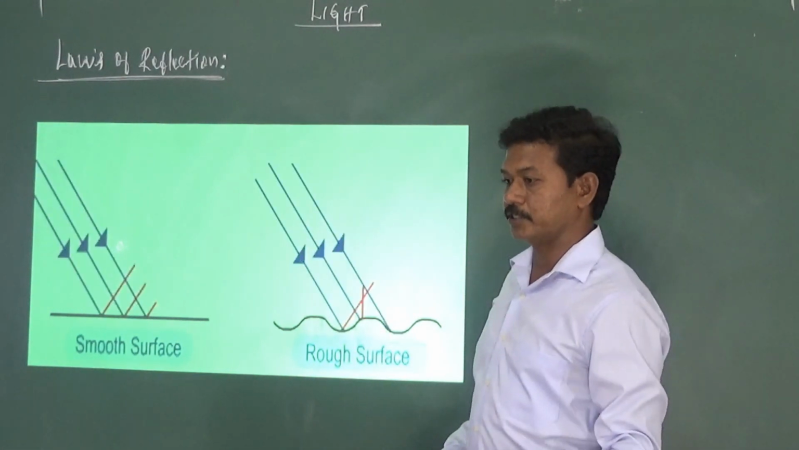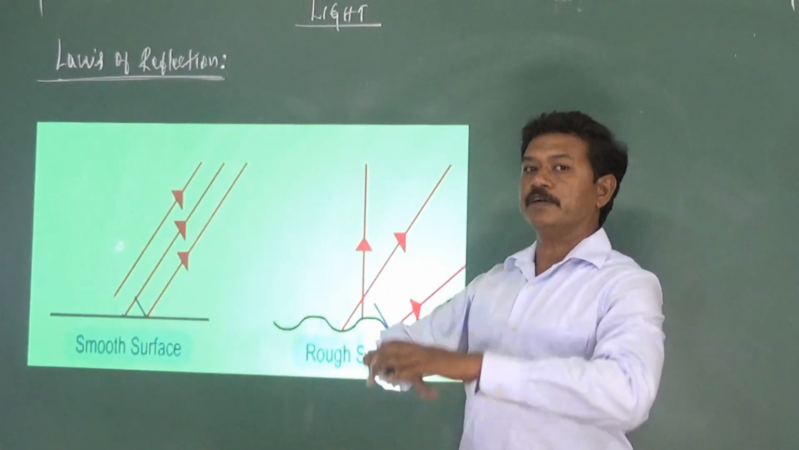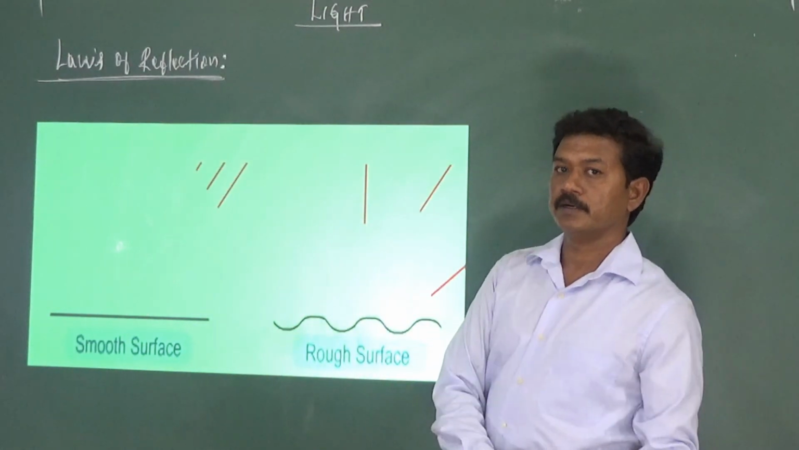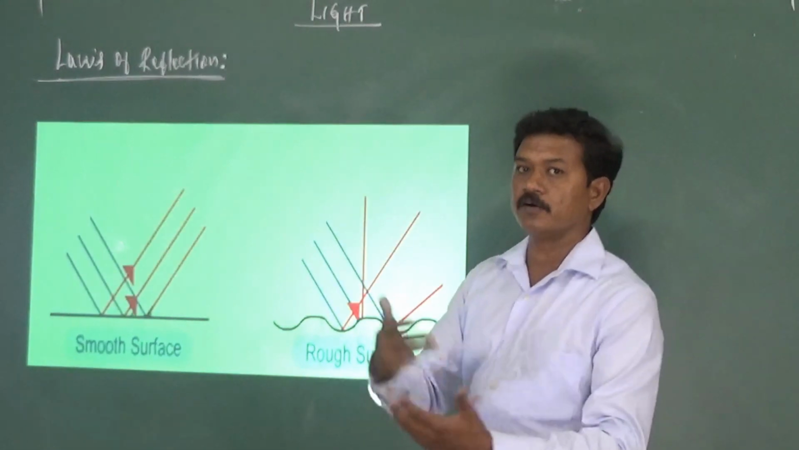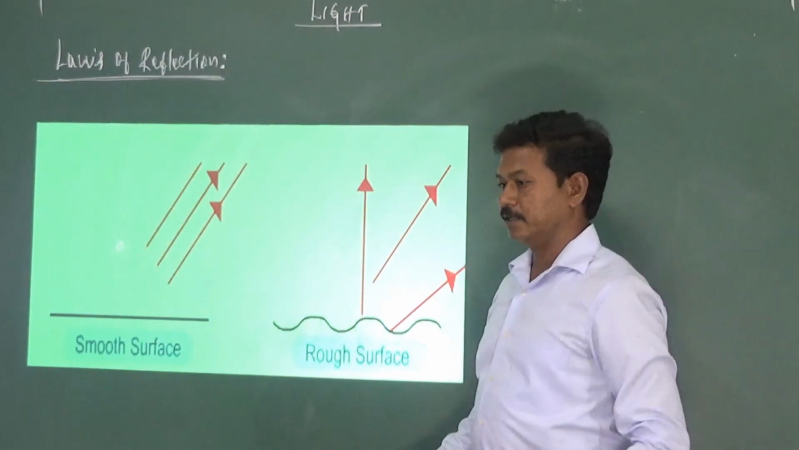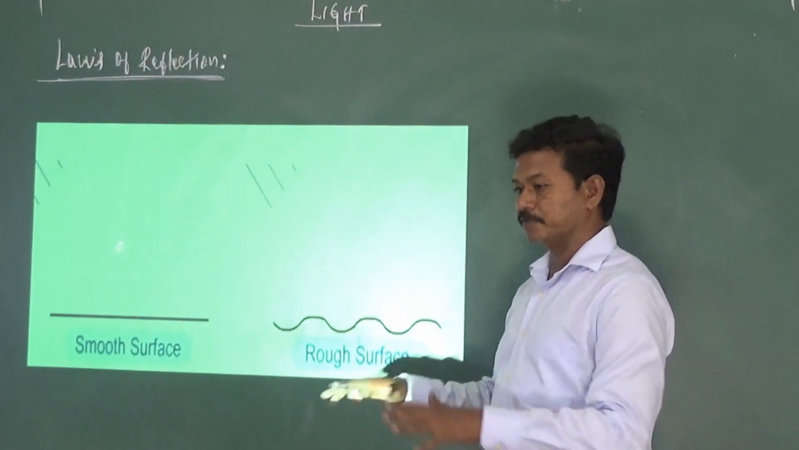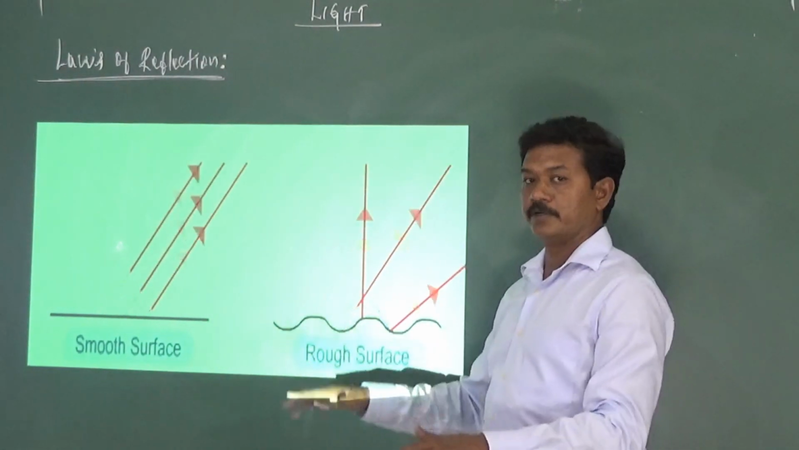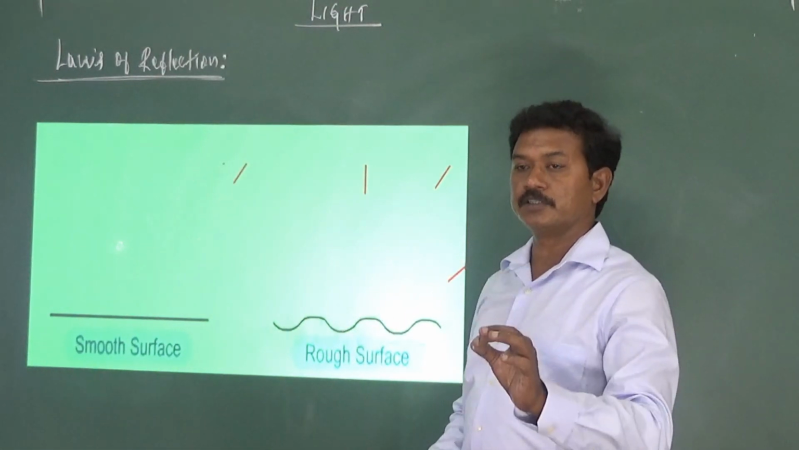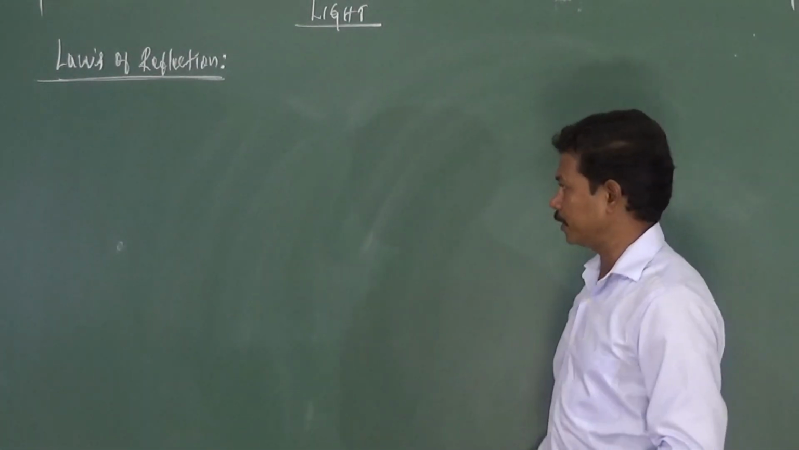It is obeying the laws of reflection, but due to the atoms and molecules which are aligned in different directions, irregular reflection happens. So that is in no way connected to light rays disobeying the law of reflection. You should not take it like that. Irregular reflection happens because of the rough surface, and regular reflection happens because of the polished surface. In both cases, the laws of reflection are obeyed by the light rays. No doubt in that. Okay.